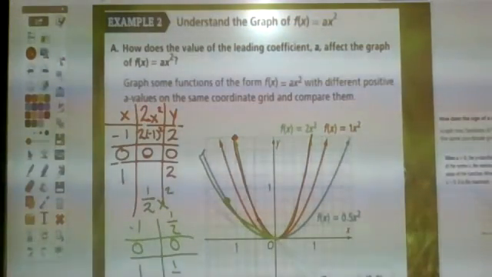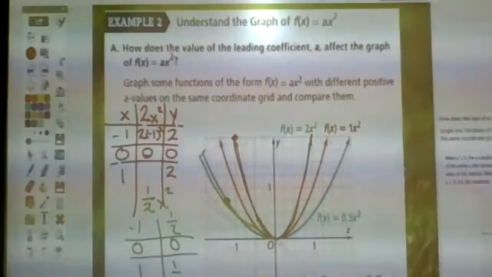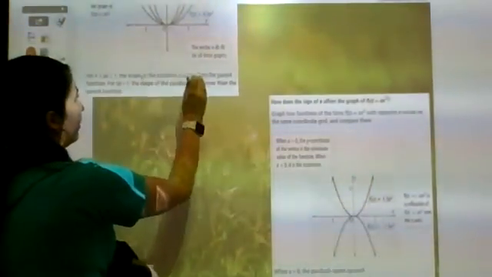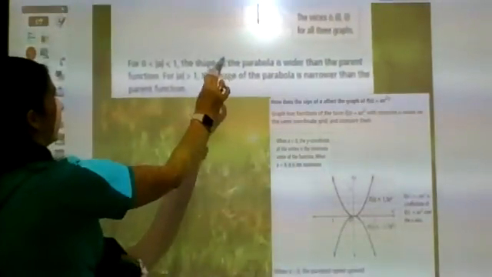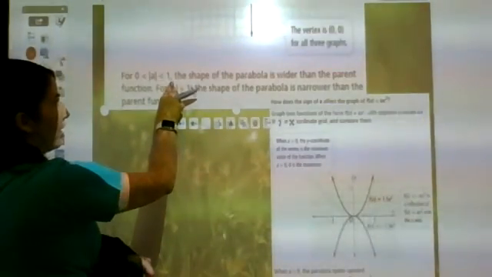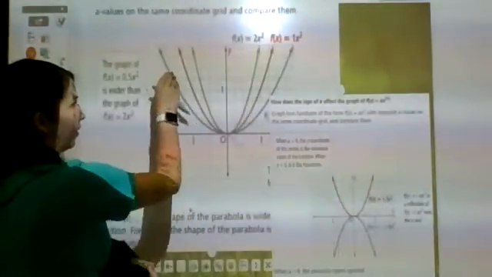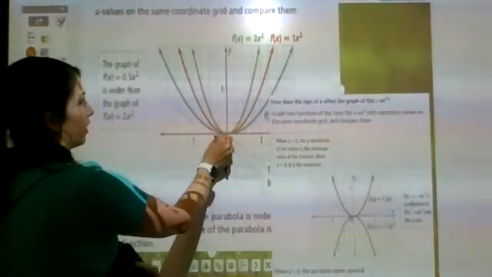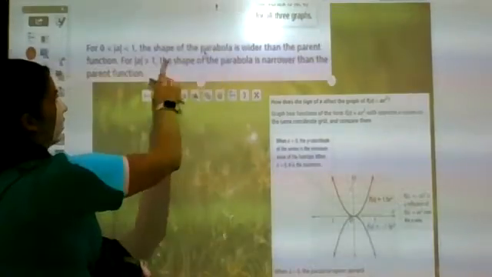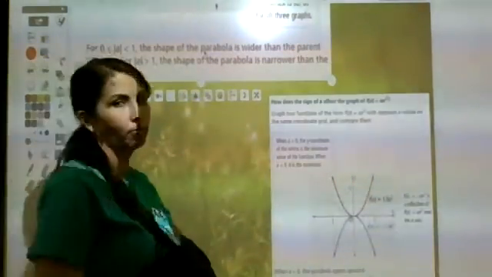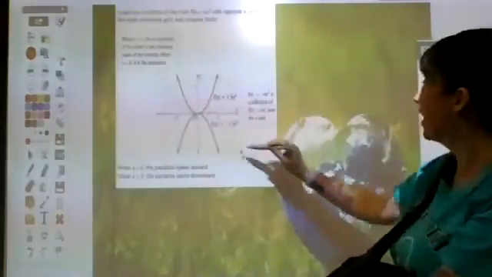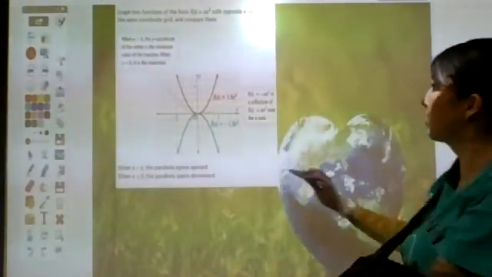All right, sorry about that, but we fixed it. So the moral of the story on this one is that we can see here, if your A is less than 1, it is going to get wider. And if A is greater than 1, it's going to shrink inside. So if it's less than 1, it gets wider. If it's greater than 1, it gets narrower. Moral of the story. And like I said, as always, fall back to those tables and you will be solid.